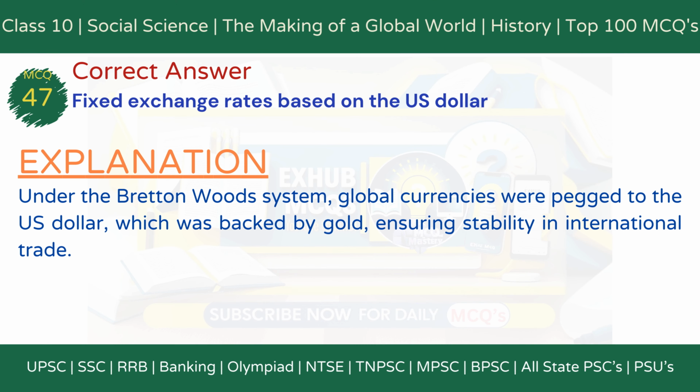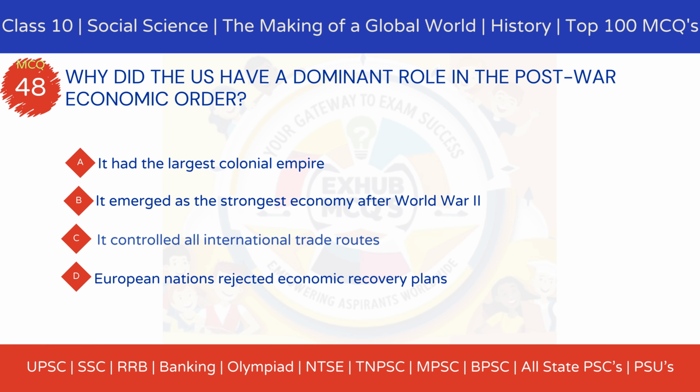The correct answer is Option B. Fixed exchange rates based on the US dollar. Explanation. Under the Bretton Woods system, global currencies were pegged to the US dollar, which was backed by gold, ensuring stability in international trade. 48. Why did the US have a dominant role in the post-war economic order?